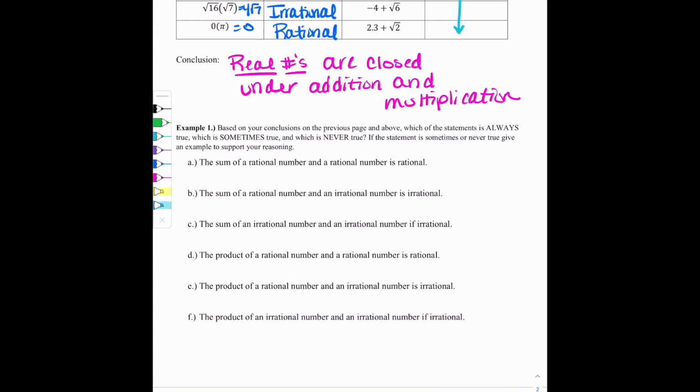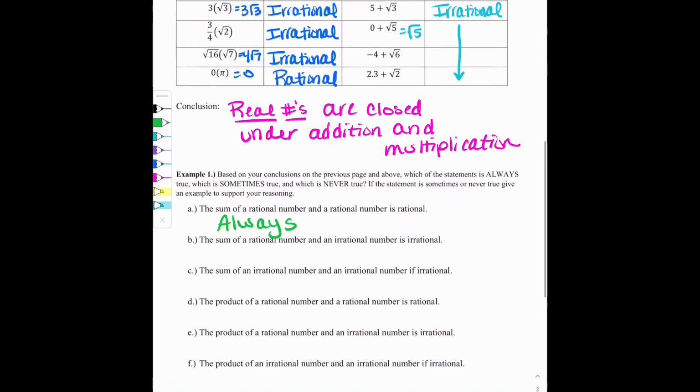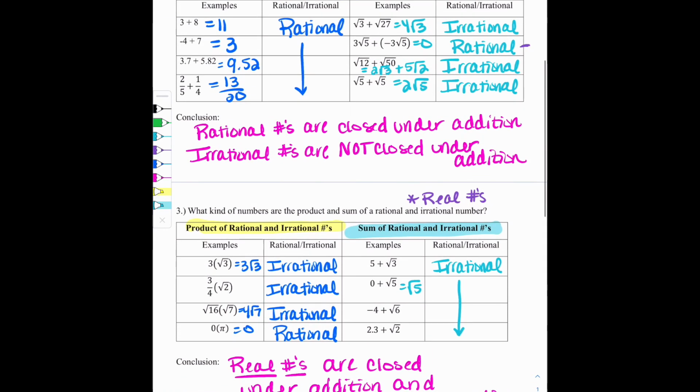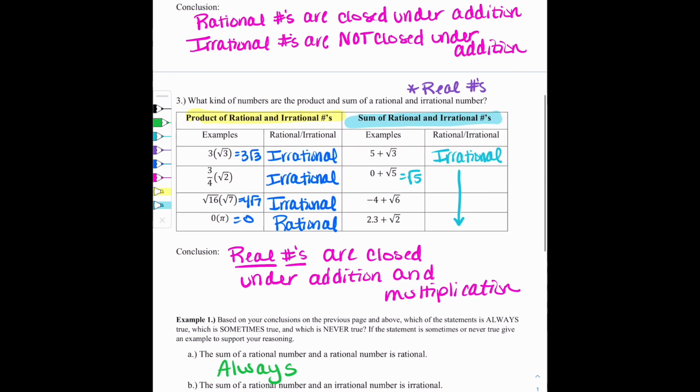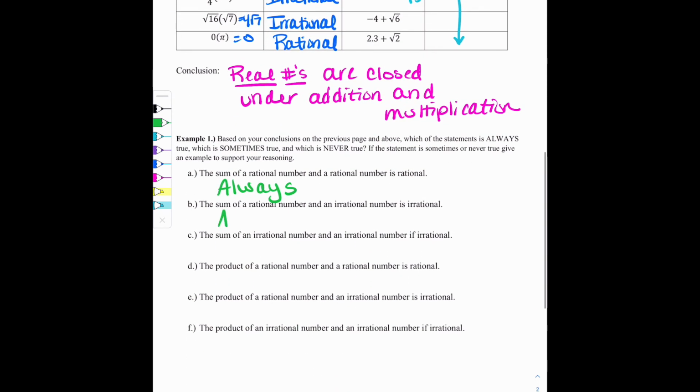So the first one, the sum of a rational number and a rational number is rational. In other words, rational numbers are closed under addition, and we did find out that that was always true. In B, the sum of a rational number and an irrational number is irrational. If we go back and check, a sum of rational and irrational is always irrational. That's this table here on the right in number 3. So the answer to that is always.